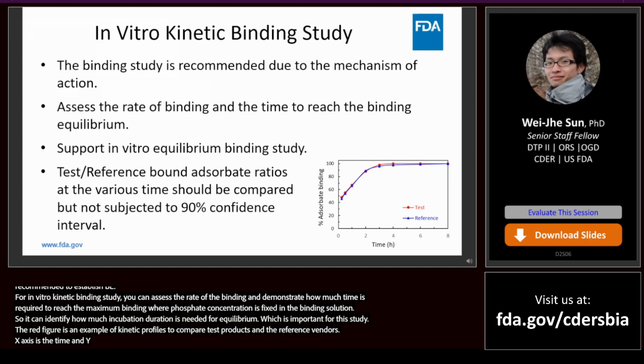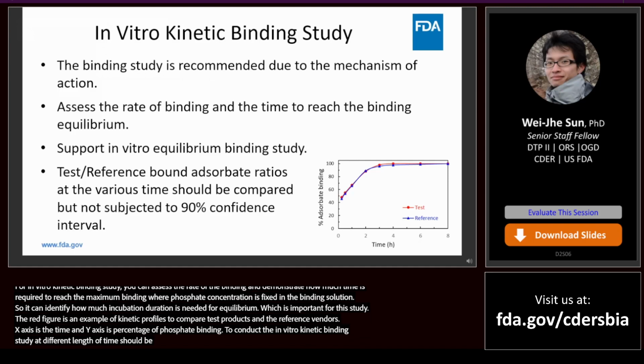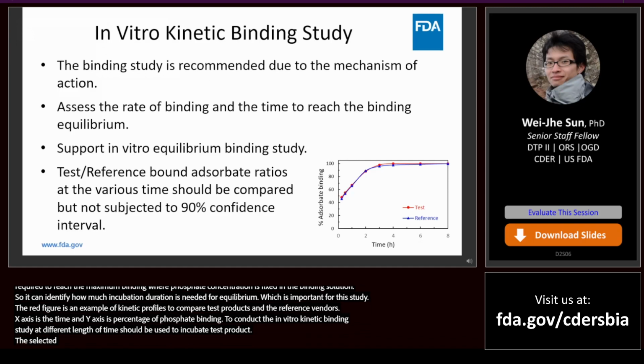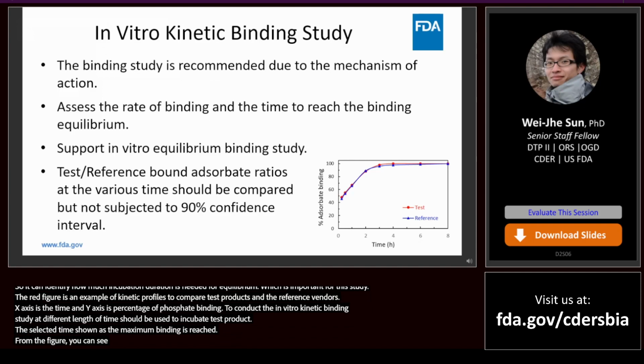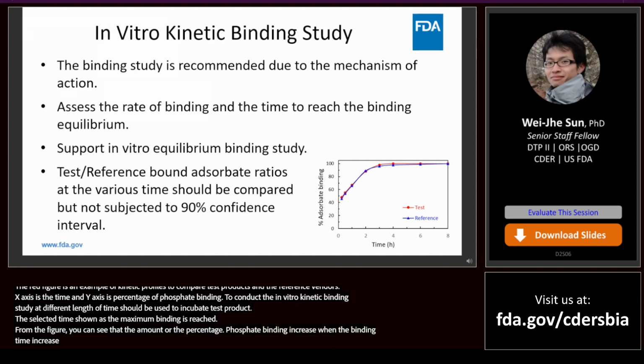To conduct the in vitro kinetic binding study, at least several different lengths of time should be used to incubate the test product and the reference standard. The selected times should show that the maximum binding is reached. From the figure, you can see that the percentage of phosphate binding increases when the binding time increases, and then it reaches a plateau, which is the maximum binding.